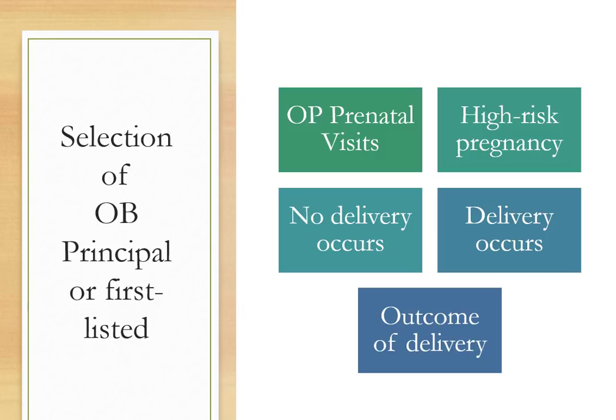And I want you to think about this, because you're essentially saying Z34, visit, no complications. When you add a Chapter 15 code on, you're saying that there's some type of complication. All right, next up, supervision for high-risk pregnancy. This is code family O09, and these codes are only to be used during the prenatal period.